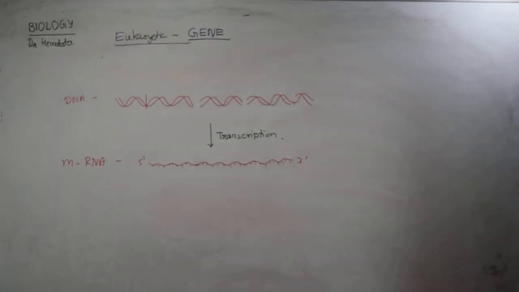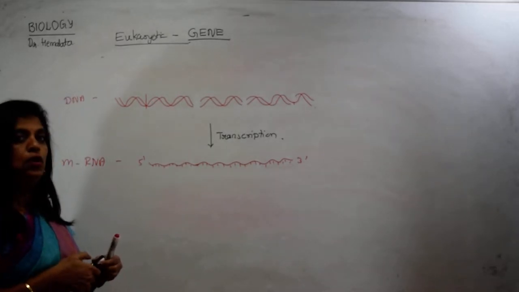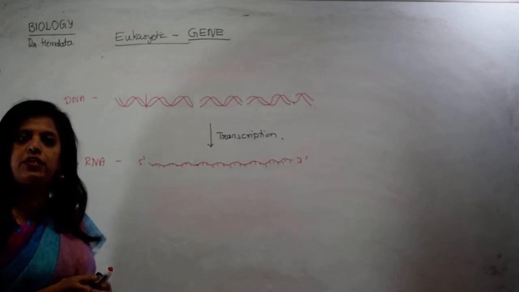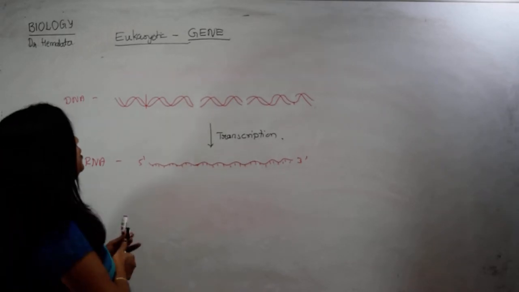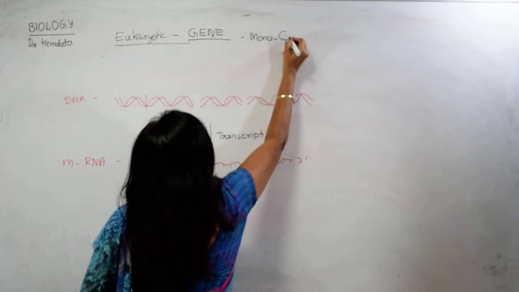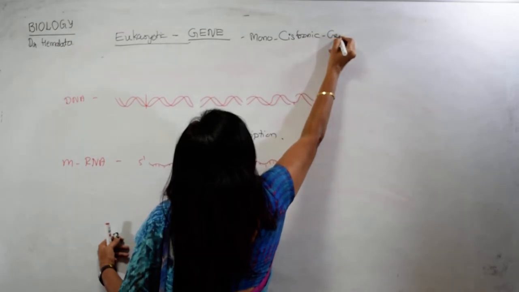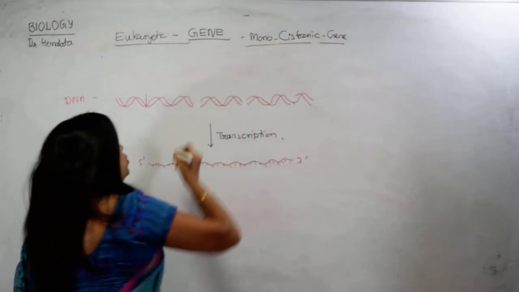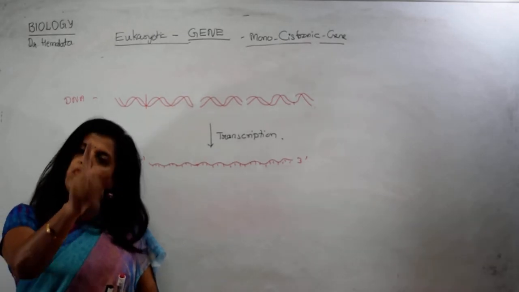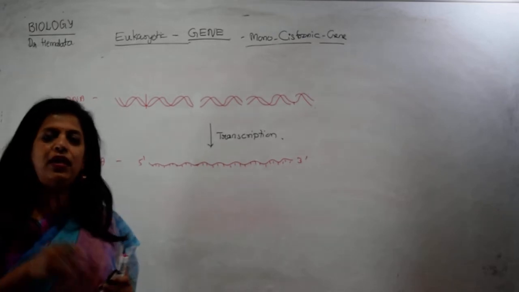Okay students, now let us go to the next gene, the eukaryotic gene. I have written the diagram as it is, but I will tell you how it differs. The eukaryotic gene is called a monocistronic gene, that means it forms a single cistron. One gene equals one cistron, and one cistron equals one protein only. That is the meaning. Monocistronic means having a single cistron.